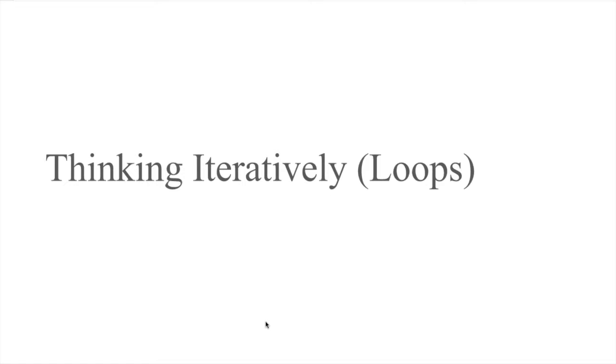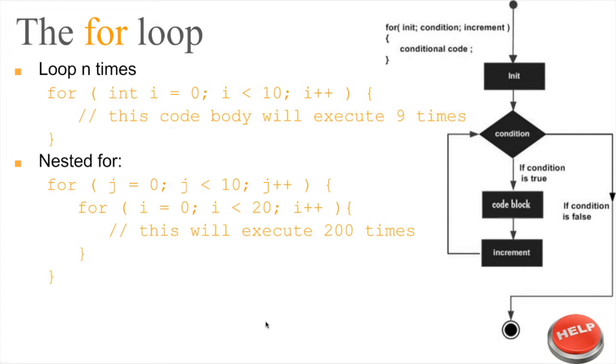Okay, we're looking now at looping, or thinking iteratively, as the IB call it. The first one that we need to know about is the for loop, and this is when you repeat something a fixed number of times. So we're pretty sure, reasonably sure, that it's going to repeat a certain number of times. We use this loop. For example, I want to count from 0 to 9. I say for, and inside brackets I have a condition which tells Java how many times this is going to repeat and when it's going to stop.